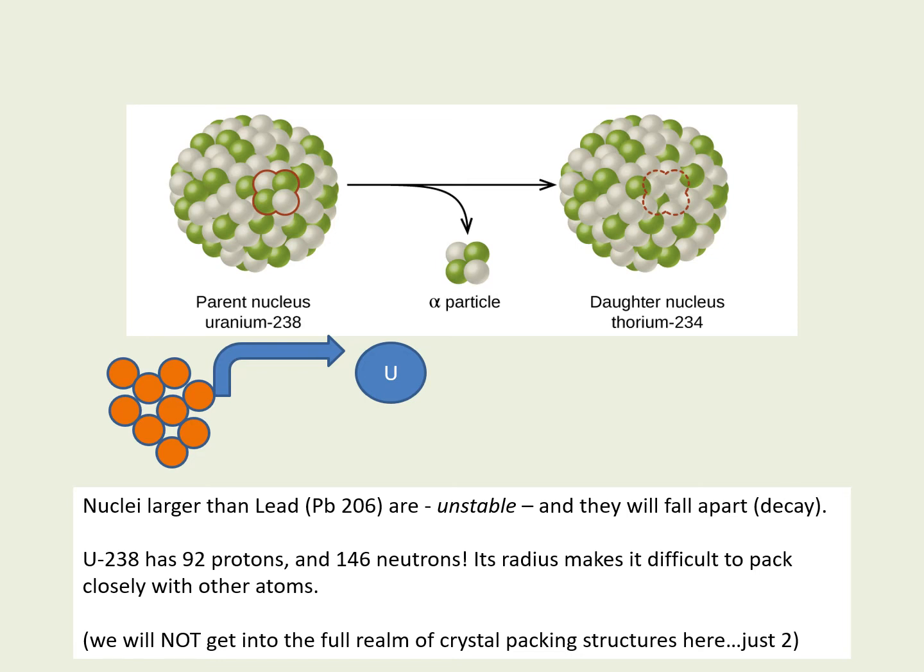U-238, the most common isotope, takes almost the age of the Earth for half of it to decay. In the meantime, the large nucleus has a radius that makes it difficult to fit in with the crystal lattices and packing structures of the far more common elements and minerals formed from them, mostly silicon, aluminum, and oxygen.